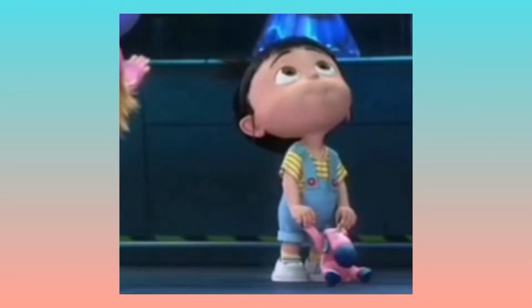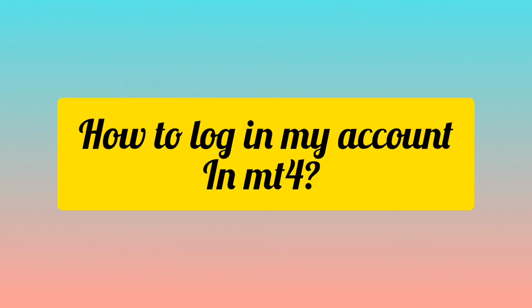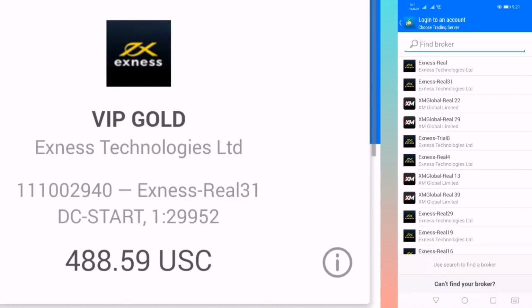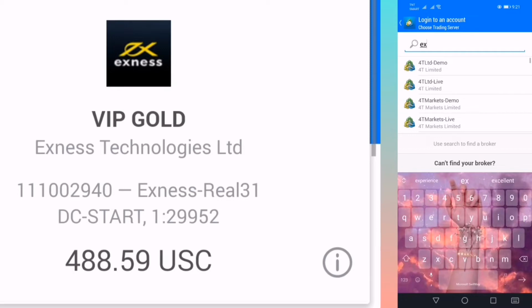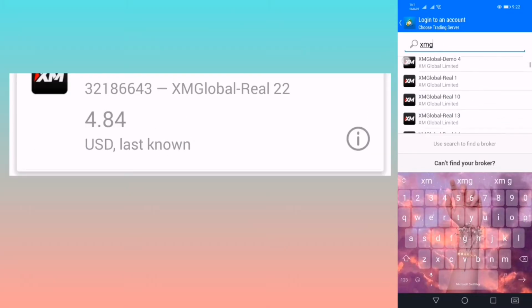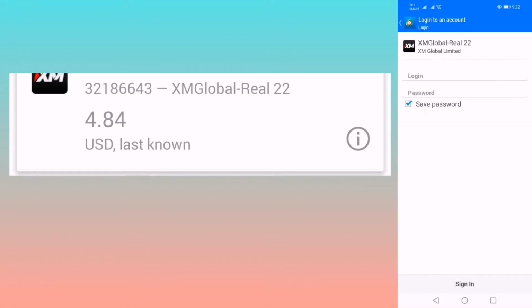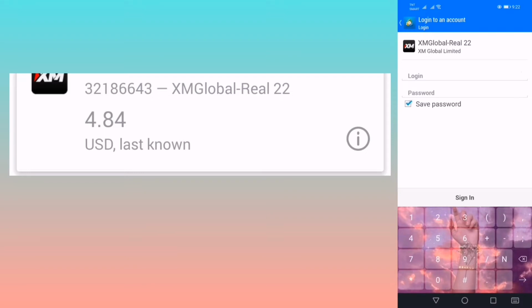Question: How to log in to my account on MT4? In order to log in to your account, after you register, all you need to do is go to your active email, or go to the broker's website and find the account information. First is the server, then the trading account number, and finally, your password.